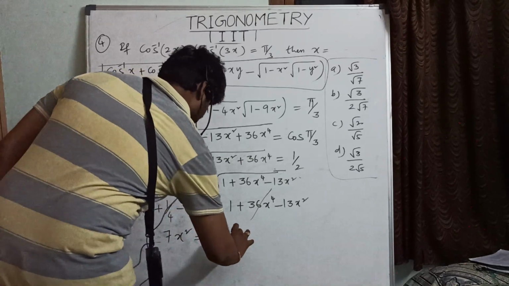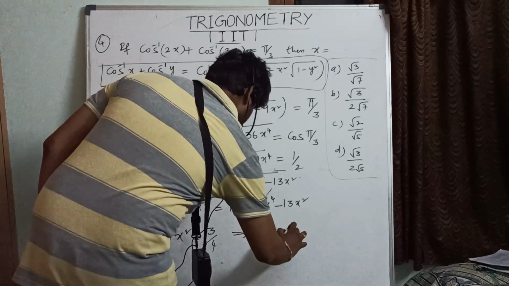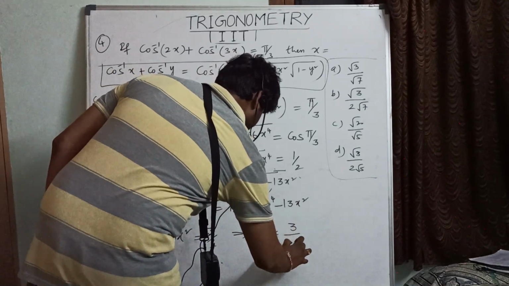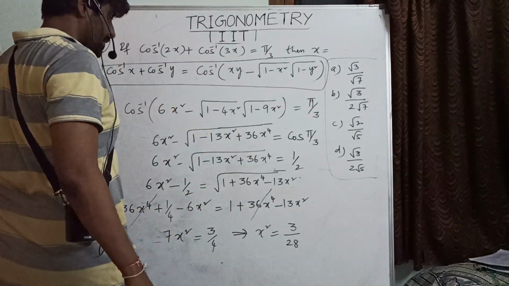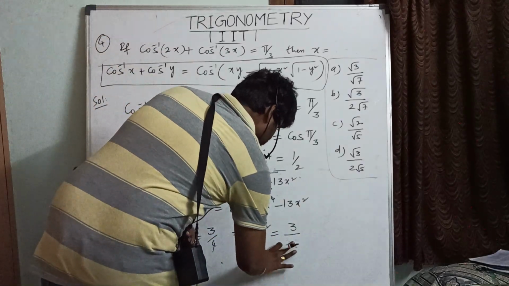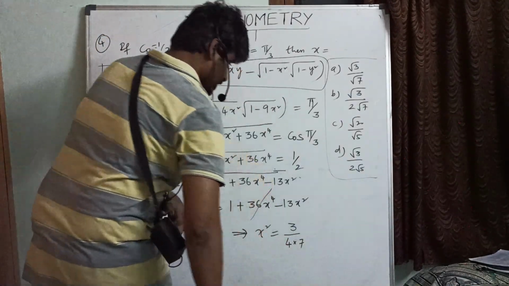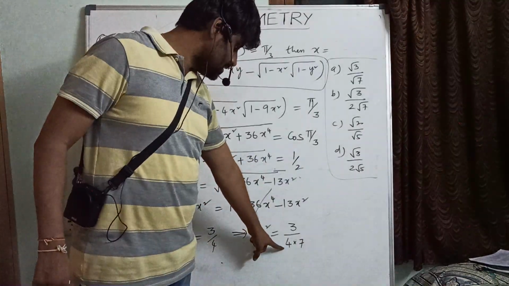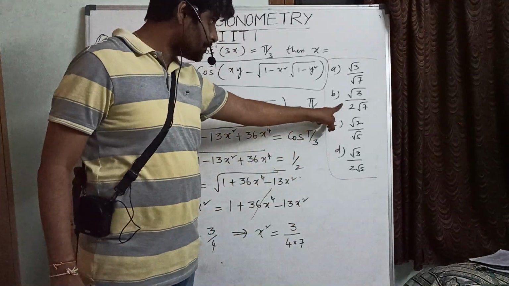Okay, so that means x square equals 3 by 28. Otherwise, 4 into 7, 2 root 7 we can write. Anyway, same. 4 into 7. If you take root there, root of 4 is 2. So what is the answer? 3 by root 3 by 2 root 7.